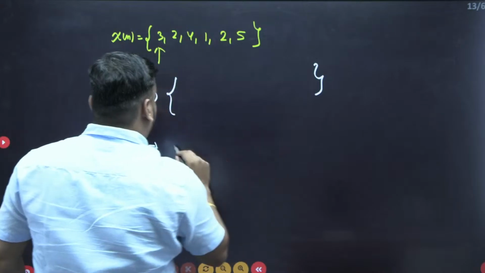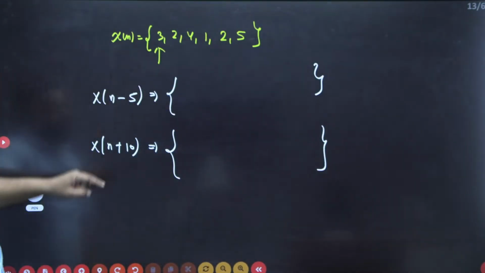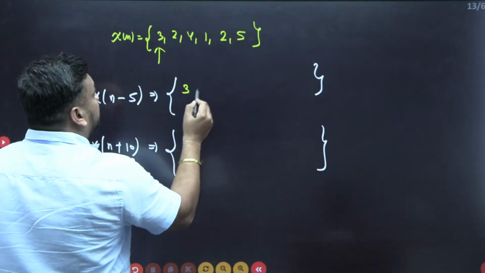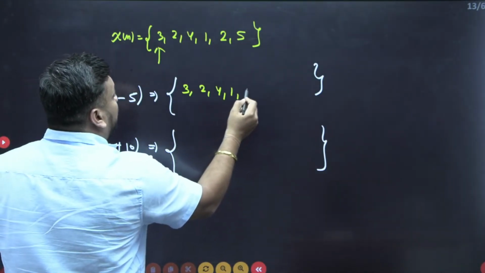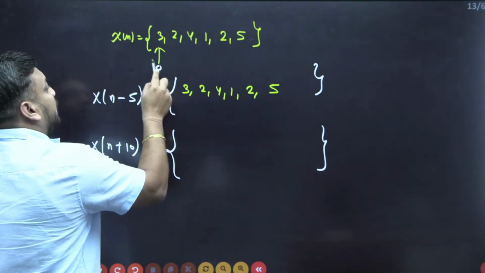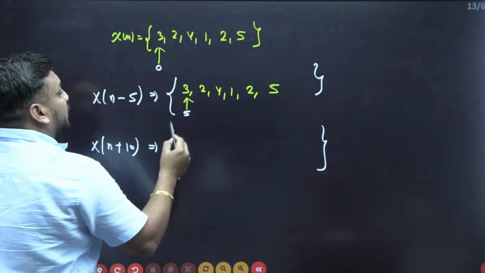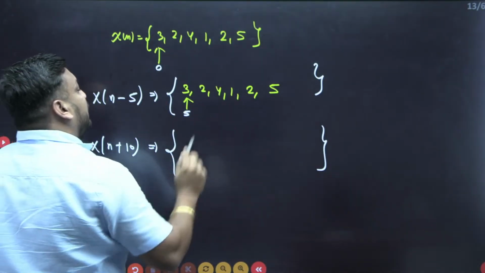Of course, sir, we can directly write without wasting time. X of n minus 5 means the values remain the same, so 3, 2, 4, 1, 2, 5 remain the same. But the origin will be replaced; earlier the origin was 0, but this time the arrow mark is replaced with 5. So it is 5, 6, 7 like this.